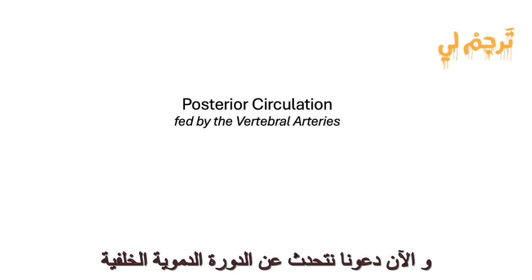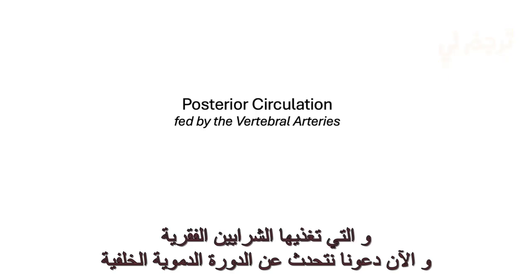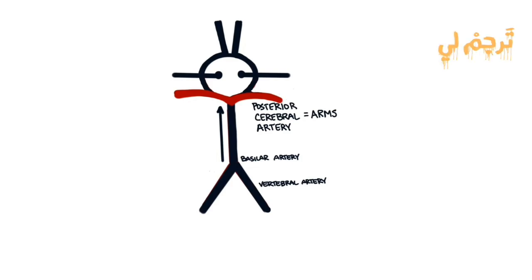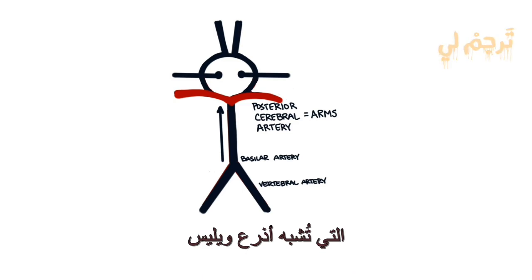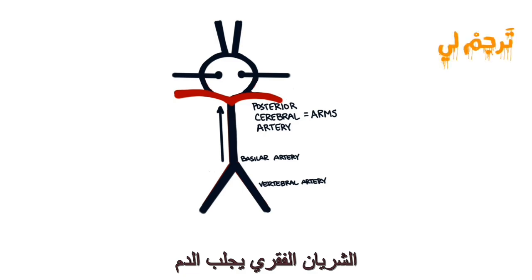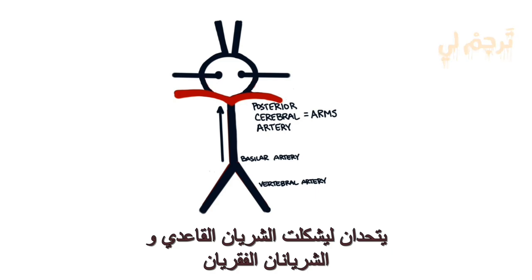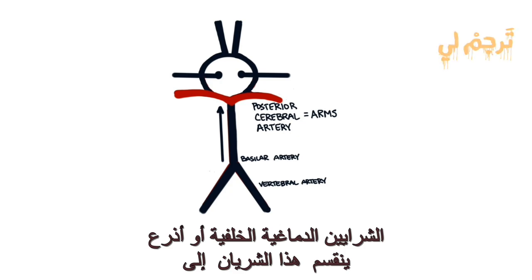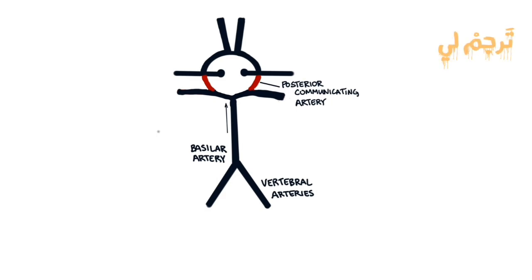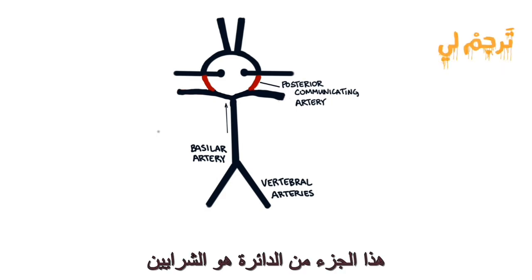Now let's talk posterior circulation, which is fed by the vertebral arteries. First, we see the posterior cerebral arteries, which are basically Willis's arms. The vertebral artery brings the blood flow in. The two vertebral arteries combine to form the basilar artery, and that artery separates into the posterior cerebral arteries, or Willis's arms. This part of the circle is the posterior communicating arteries.